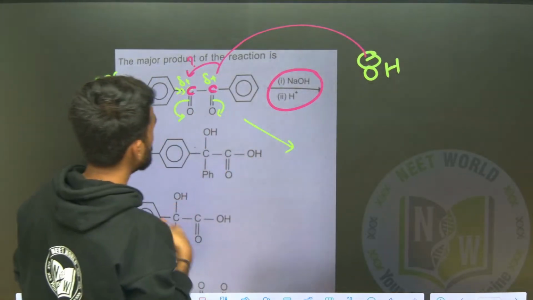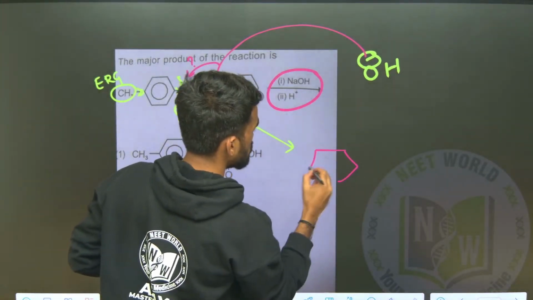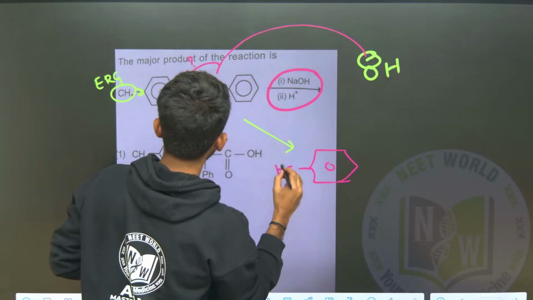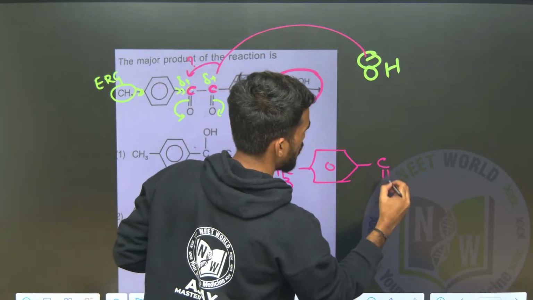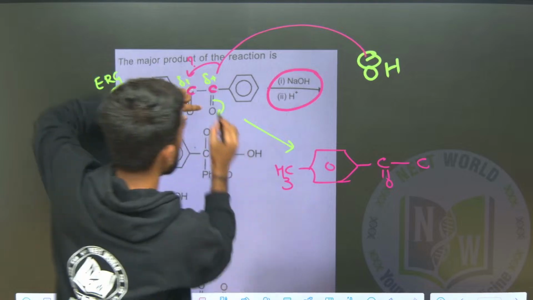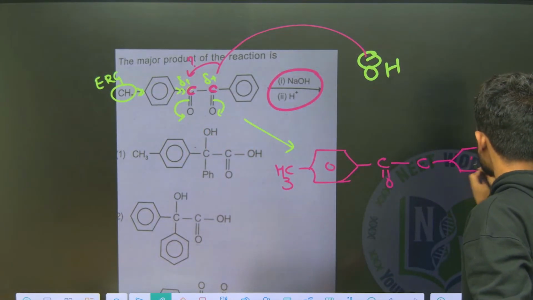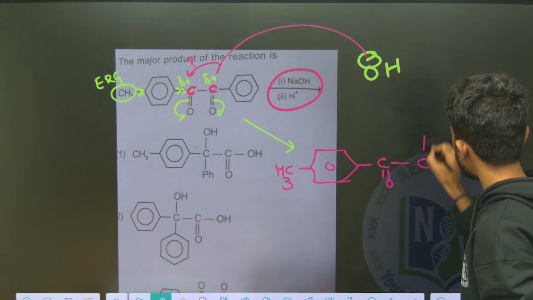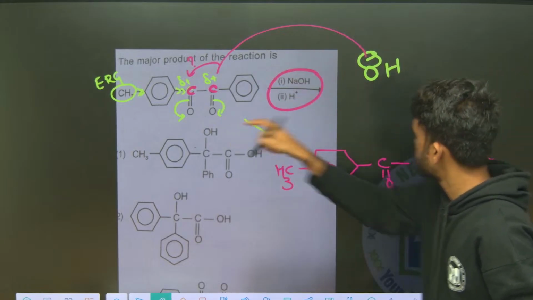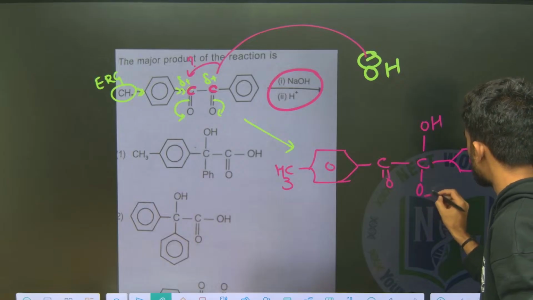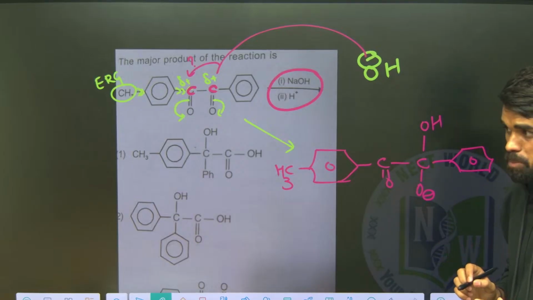So we get the reaction something like this: CH3 as it is, C double bond O as it is. See what is happening here. The OH group is added over here, and this becomes a single bond with O minus, like this. Hope it is clear up to here, right?